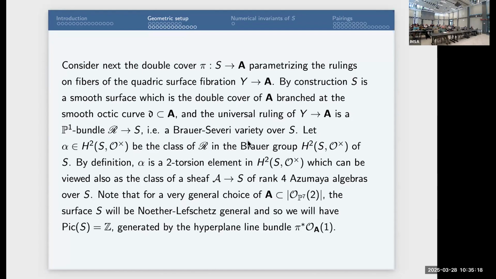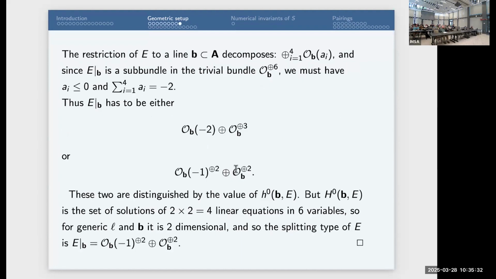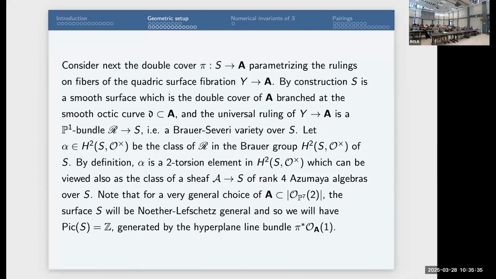So this R is a quadric variety. And the class alpha is just the class of this R. The definition of alpha is a 2-torsion class, ordinary in each fiber. And you can use the class of a sheet. For every general choice of net, or very general choice of the net, the subset would be in the general direction. So you would have the algorithm.